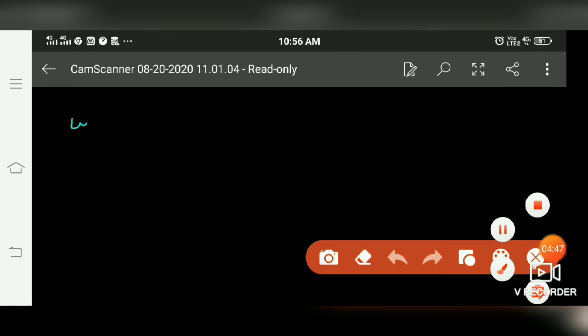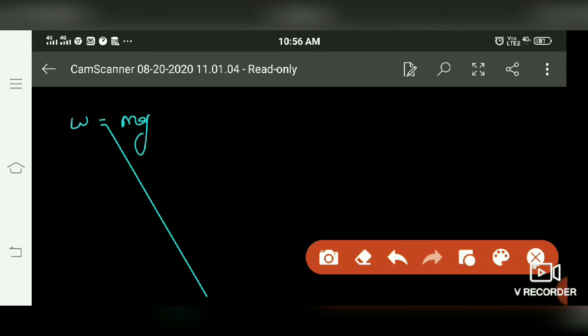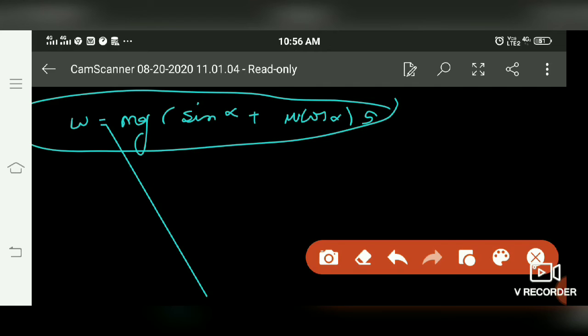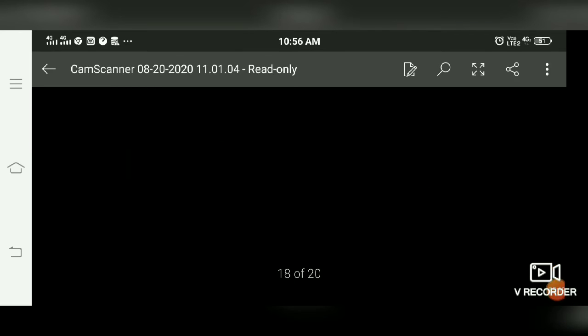So that work done is equal to mg times sin alpha plus mu cos alpha, into s. Similarly, for the downward case, I am giving you a hint. For the downward case, the expression will be mg sin alpha, and instead of plus we will have minus mu cos alpha, into s. But we are going to derive this expression now.